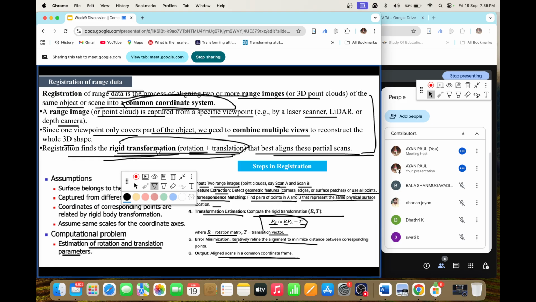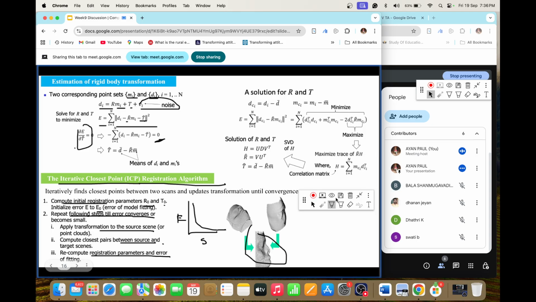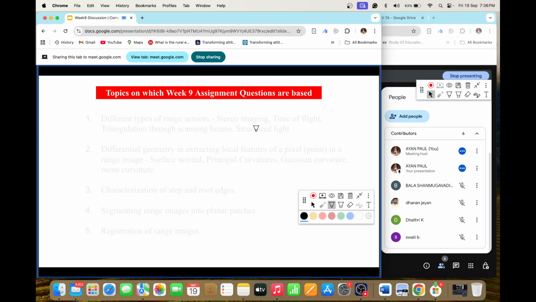And rigid transformation, so basically we have to find what is the rotation and what is the translation to align the scans into one coordinate system. So that is the whole theory behind it. Again, I am not going very deep because all this is theory, and definitely this formula won't come in your exam, because this is an iterative process just to minimize the error and to compute R and T. So this is regarding the registration of the range images. And then let's move into the questions.